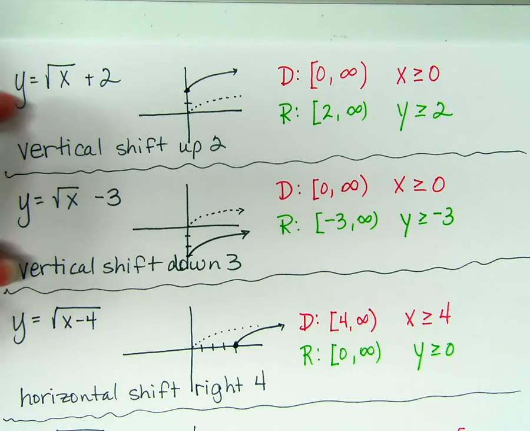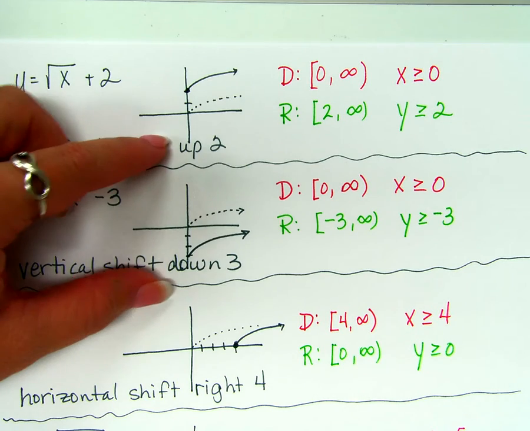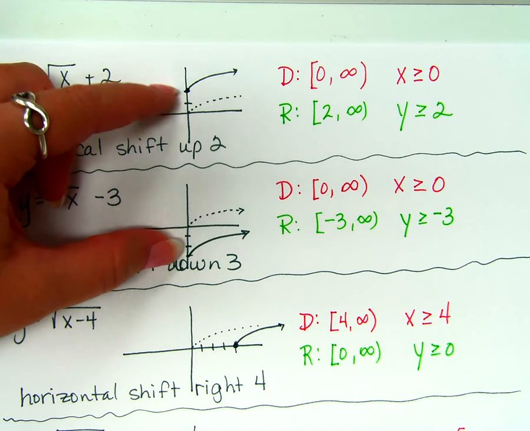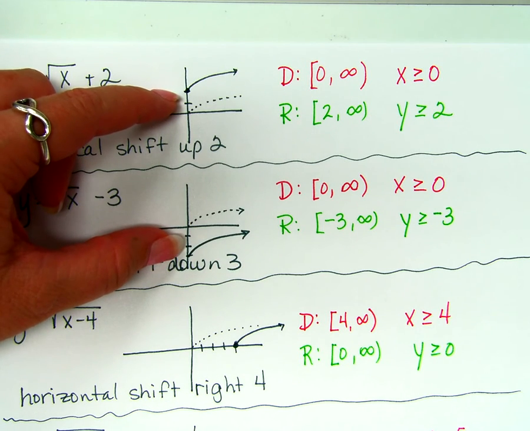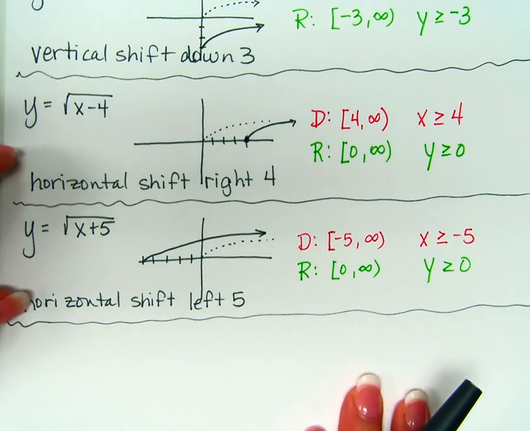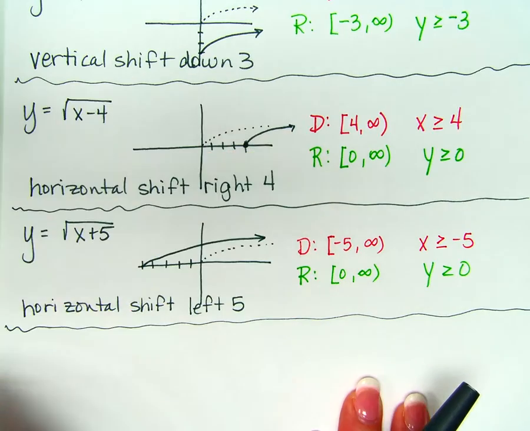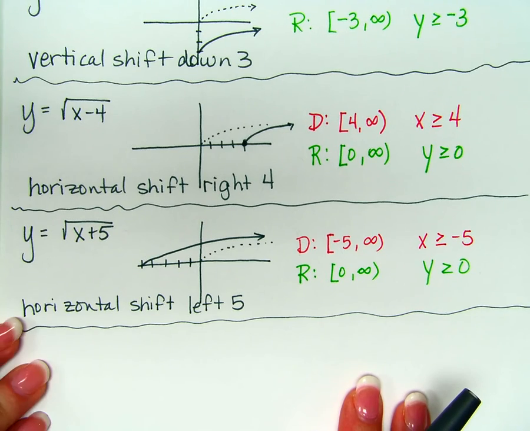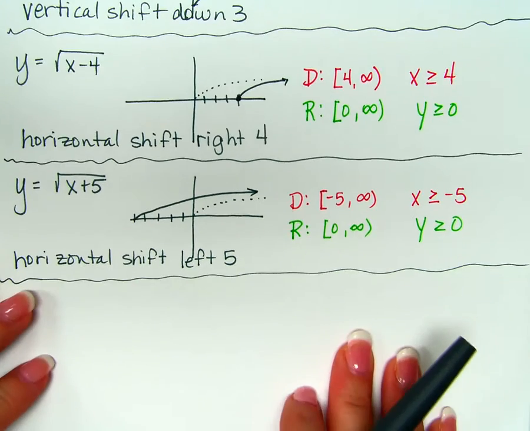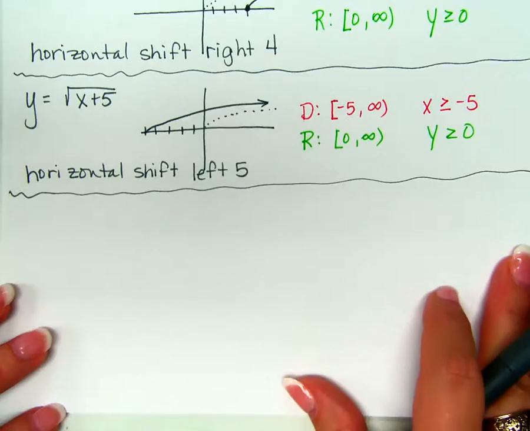Do you notice that when we have a vertical shift in this case, the domain doesn't change from the parent? But when we had a horizontal shift, we moved it left or right, the range didn't change compared to the parent? You okay with that? Just making some general observations. Okay?